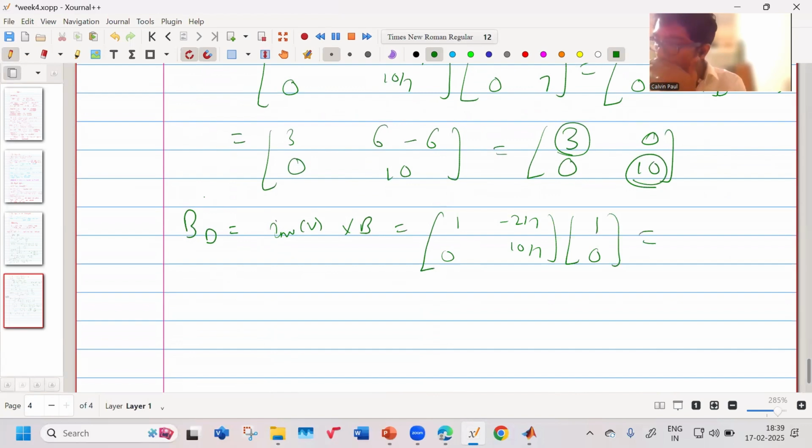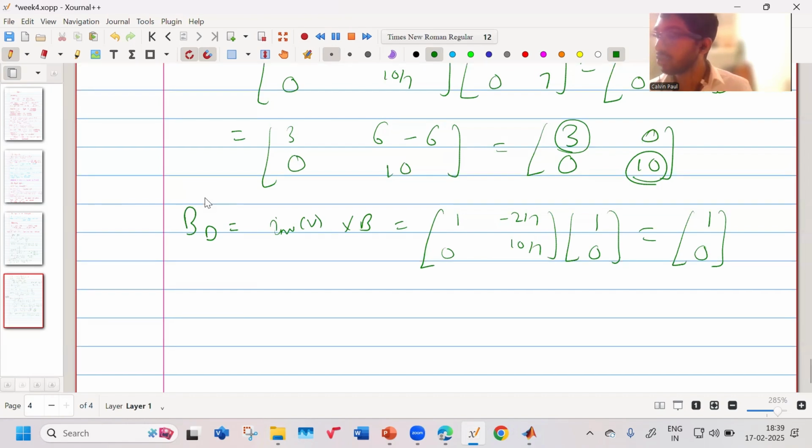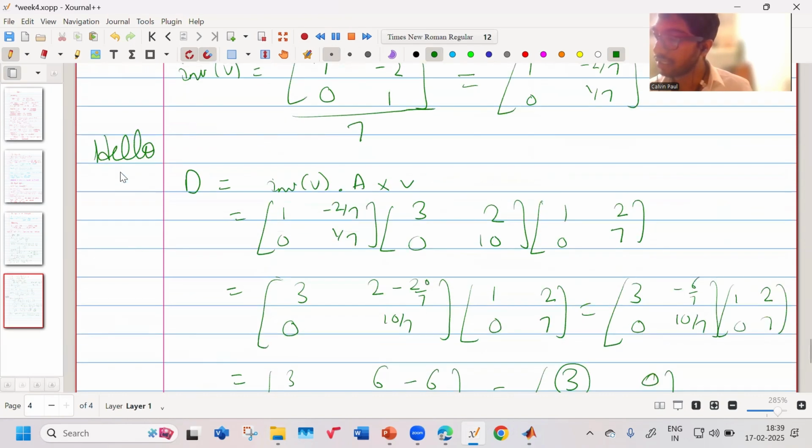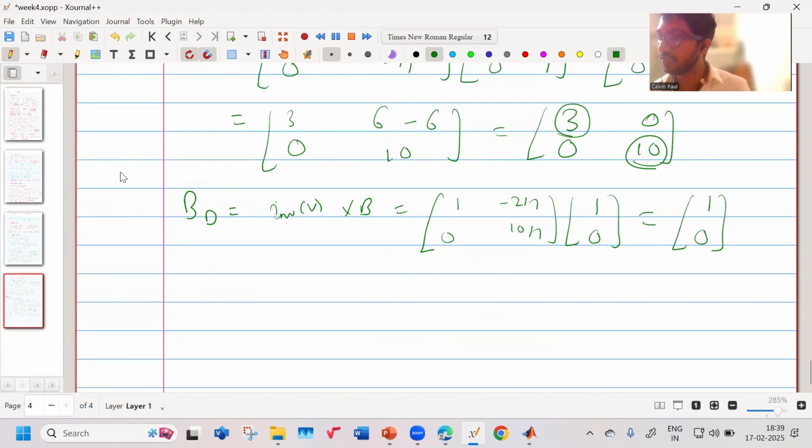So now let us find it. So this will be actually 1 and minus 2 by 7 into 0, 0. Then 0 into 1 is 0 and 10 by 7 into 0 is 0. So this is again 1, 0. So our BD remains the same, right? So we have converted it into Jordan form. Okay. So this actually is our Jordan form. Let me give it another variable AD, right?